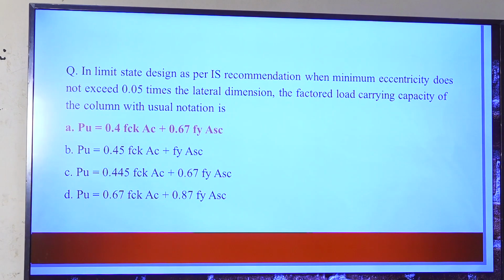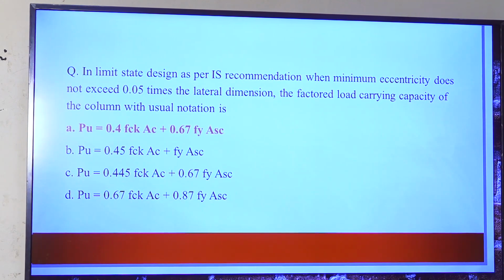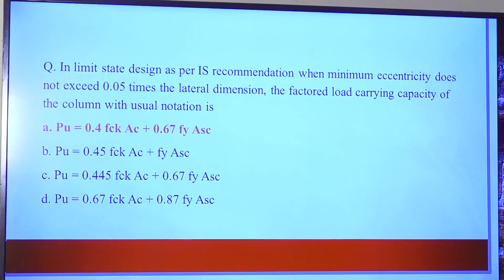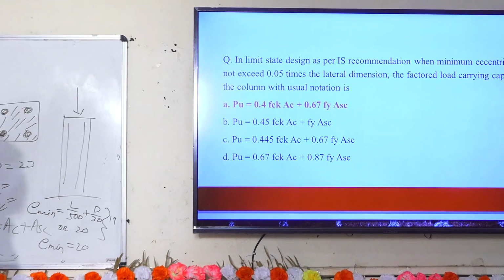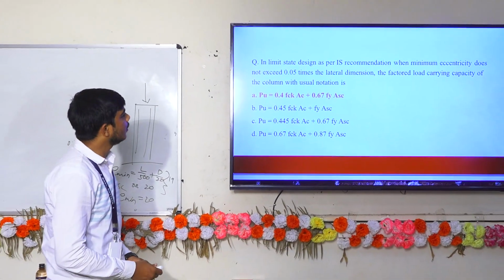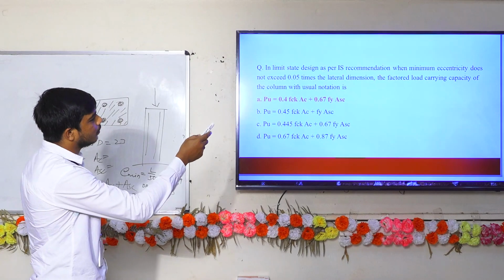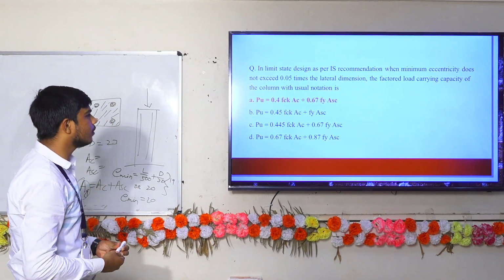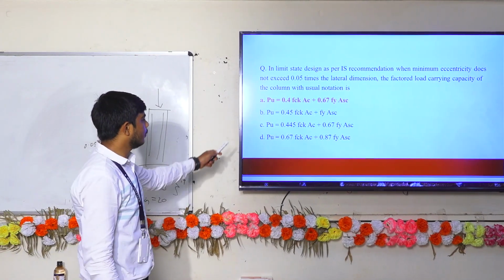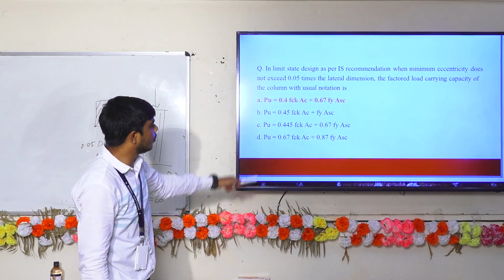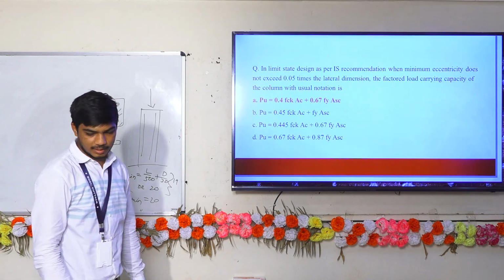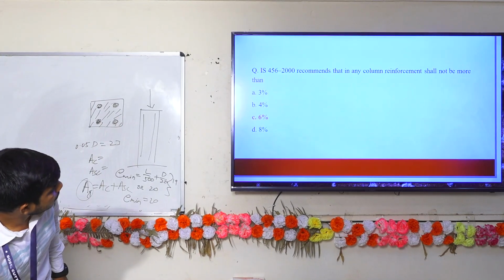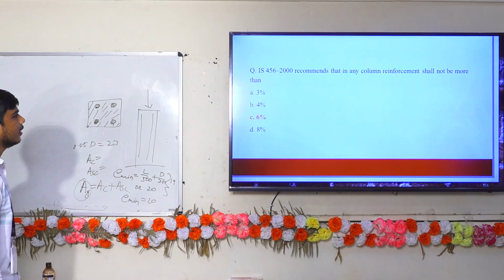Next question, in limit state design as per IS recommendation, the formula according to the IS code, when minimum eccentricity does not exceed 0.05 D. This is the condition: E minimum less than 0.05 D. In that case, what should be the load carrying capacity of the column with usual notation? We saw that the formula was 0.4 fck Ac plus 0.67 fy into Asc.